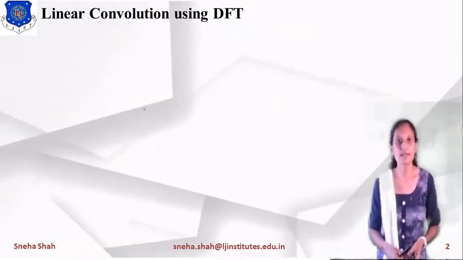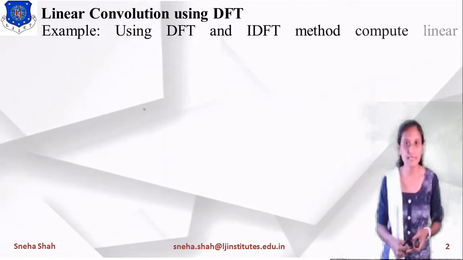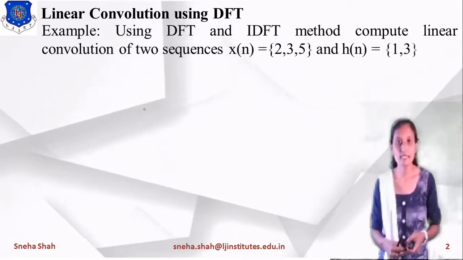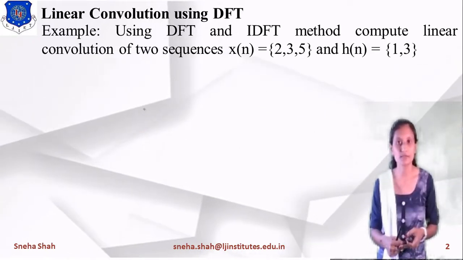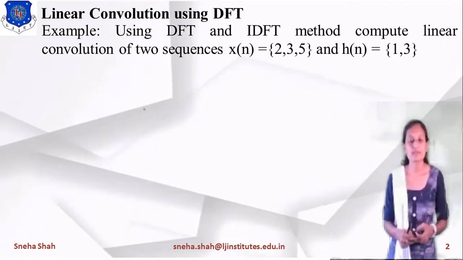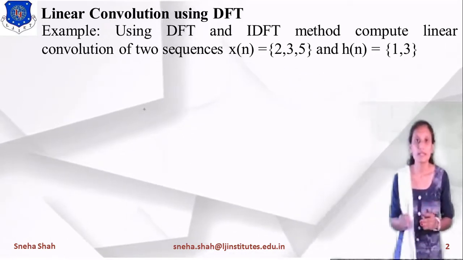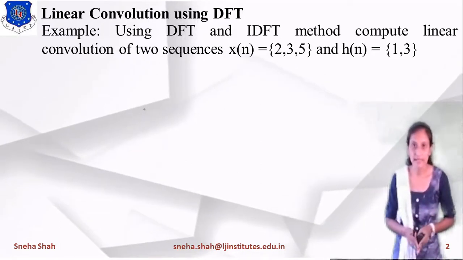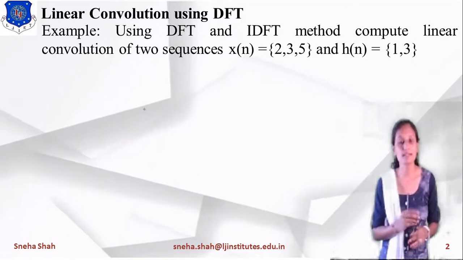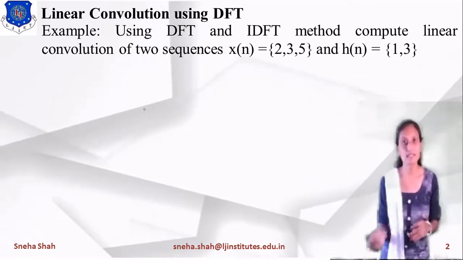For that, first of all, I am taking one example. Using the DFT-IDFT method, compute the linear convolution of two sequences x of n equals 2, 3, 5 and h of n equals 1, 3. You have to find it using the DFT-IDFT method, which is the method to solve circular convolution. So can we use this method directly to solve this linear convolution?